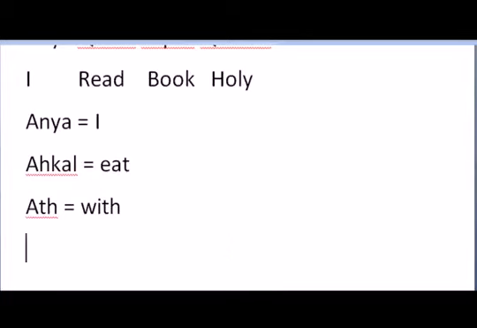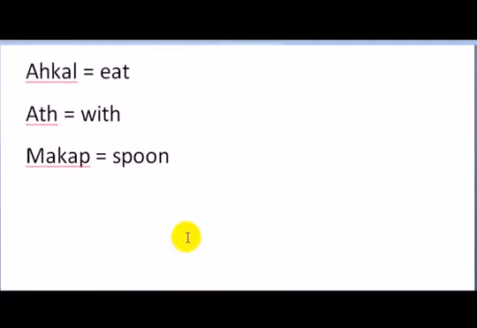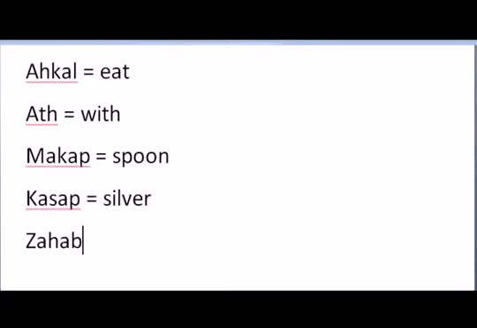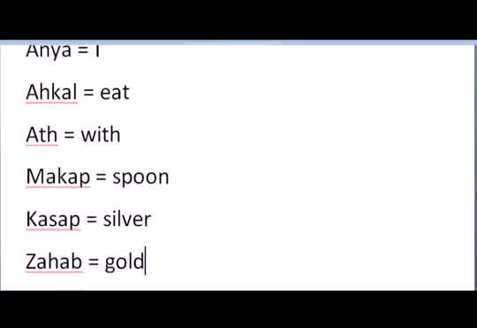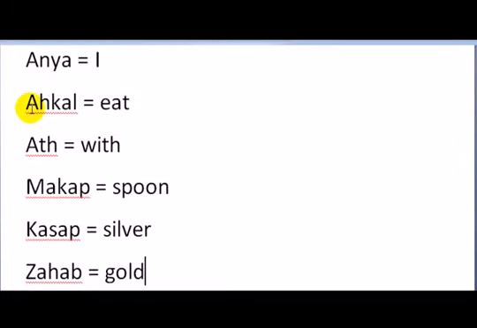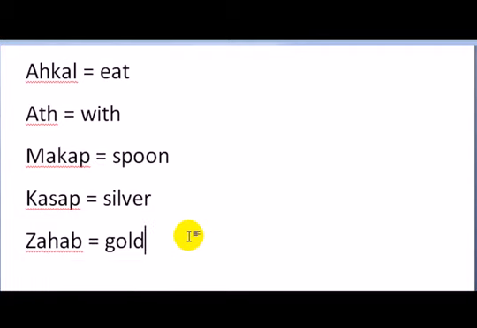I'm gonna go with the word makap, which is spoon, and then kasap, which is silver, and zahab, which is gold. All right. Let's go back up here. Anya, which is I, akal, which is eat, ath, which is with, makap is spoon, kasap silver, zahab gold. All right. So now let's construct the sentence.